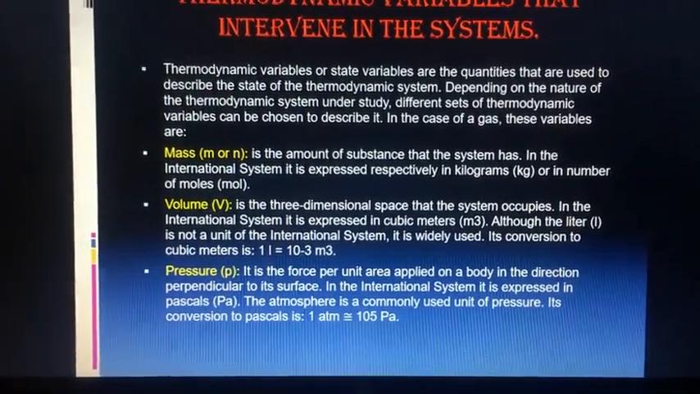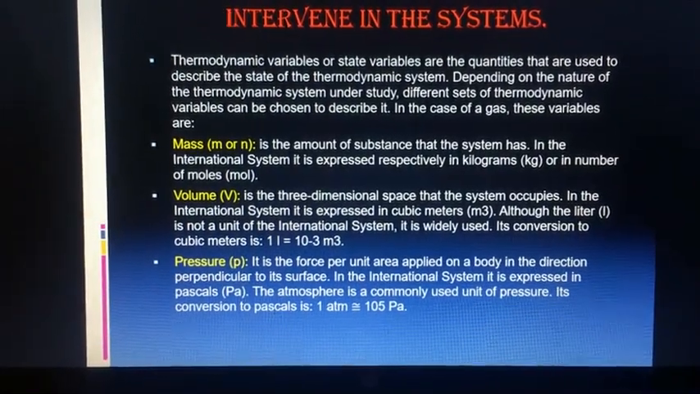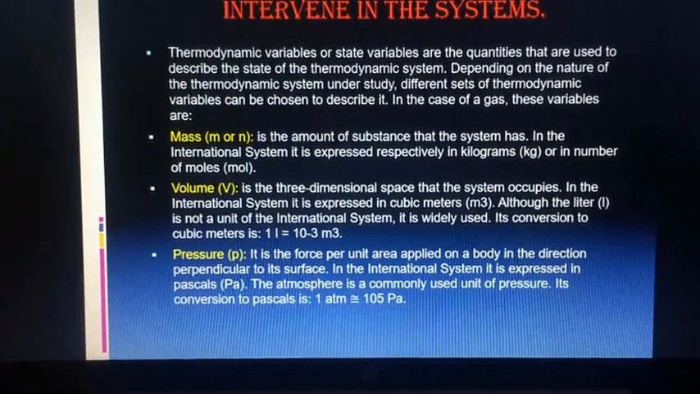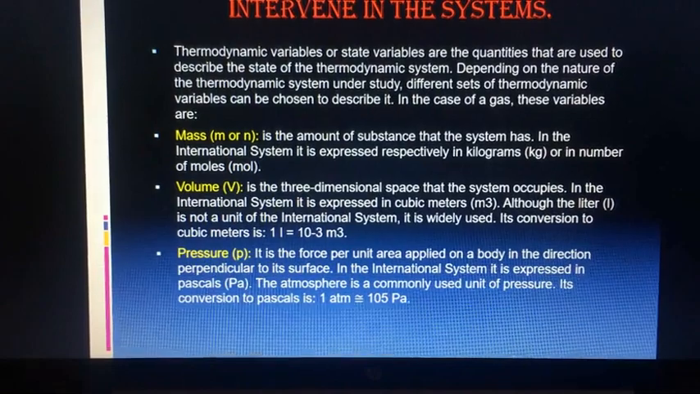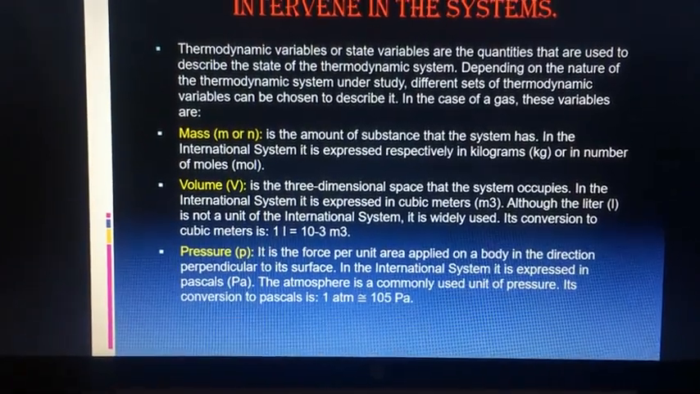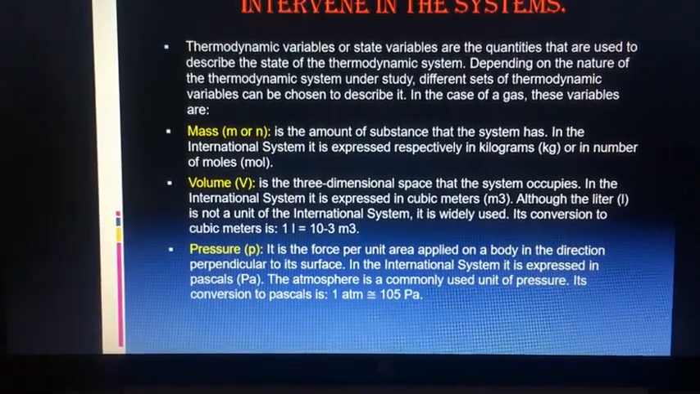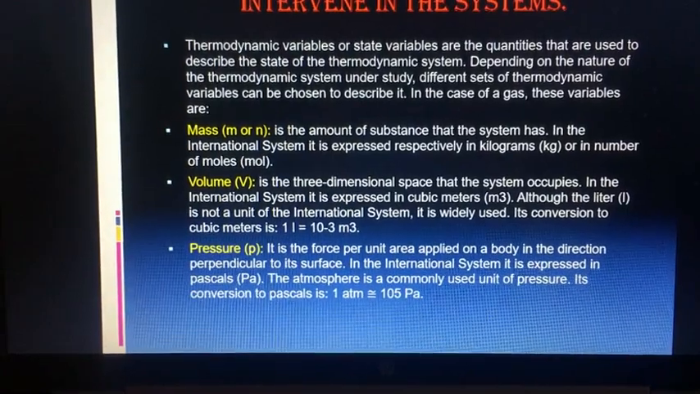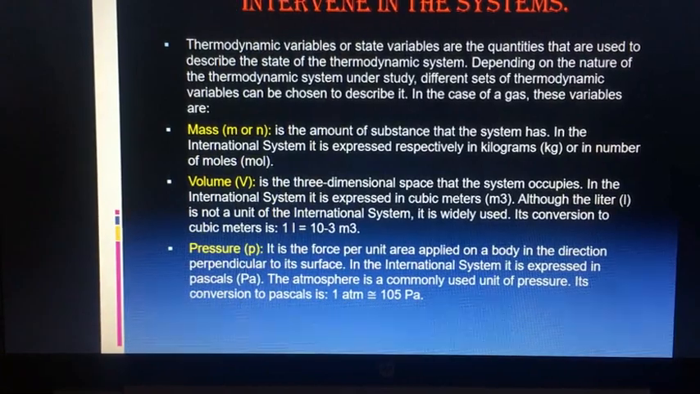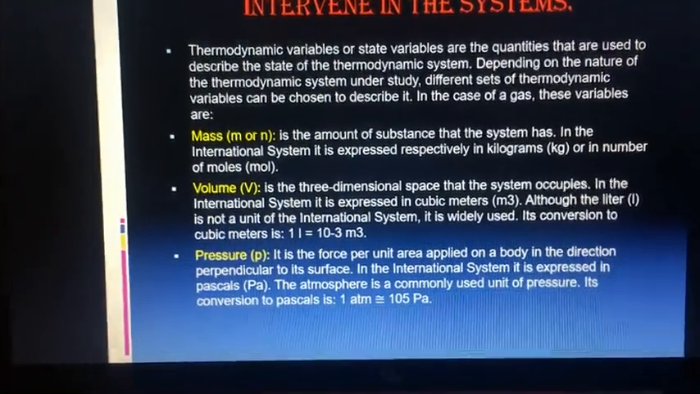Pressure is the force per unit area applied on a body in the direction perpendicular to its surface. In the international system, it is expressed in pascals. The atmosphere is commonly used as a unit of pressure. Its conversion to pascals is 1 atm equals 10^5 Pa.